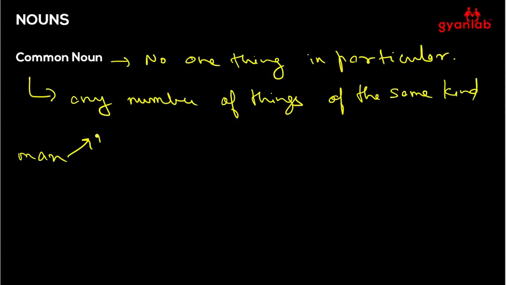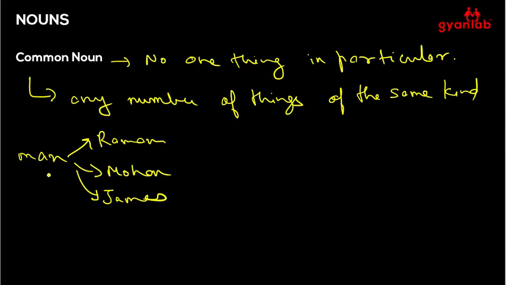So Raman can be a man, Mohan can be a man, James can be a man. And so this word here, man, which is not used for any one thing in particular, but can be used for a number of things of the same kind, is basically a common noun. So the word man here is the common noun, right?